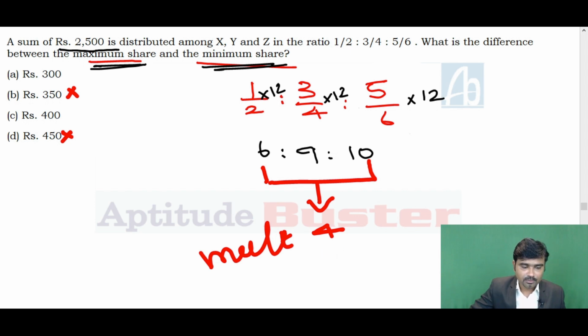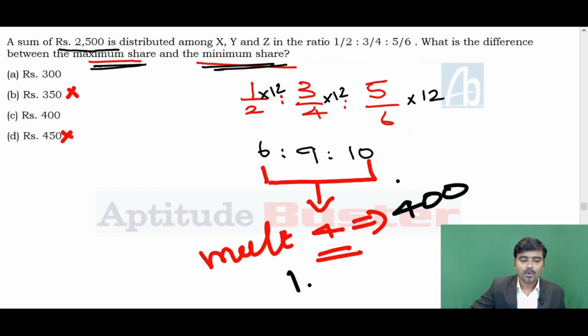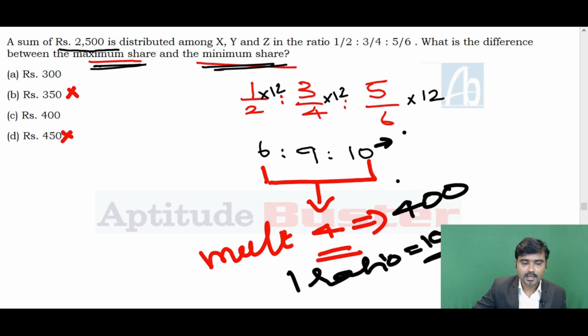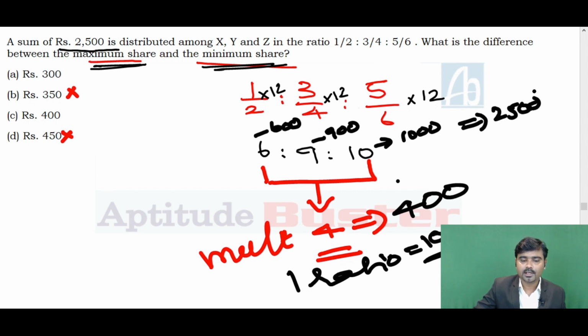If I assume 4 ratio is 400, if I choose this option, 4 ratio is 400, that means what's the 1 ratio? 1 ratio is 100. 1 ratio is 100 means 10 ratio is 1000, 9 ratio is 900, 6 ratio is 600. Is it satisfying the condition of 2500? Yes. Then this should be the correct answer. Have you understood? Already you have eliminated 2 answer choices. Only 2 answer choices are left. Choose whichever is very easy to check the conditions given here. Have you understood?